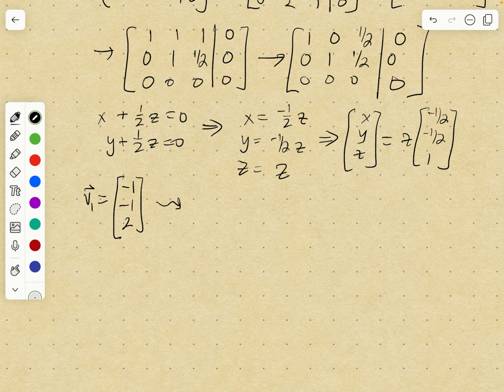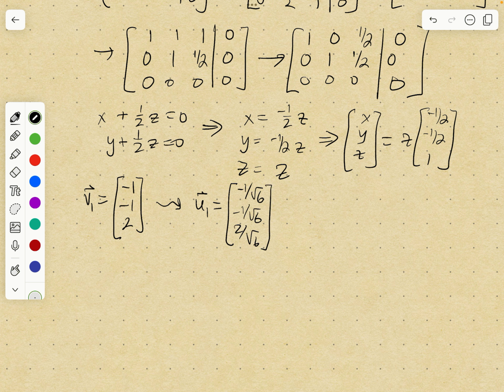And now we normalize this by dividing by the length. The length is the square root of 6, right? Because you just take each of the individual components, square them, add them up, and take the square root. So negative 1 squared is 1, negative 1 squared is 1, 2 squared is 4, 1 plus 1 plus 4 is 6, and then the square root of 6. So then you just divide each of the components by root 6. And now we have an eigenvector which is unit length. Let's call this v2. So that's going to be the second column of Q.